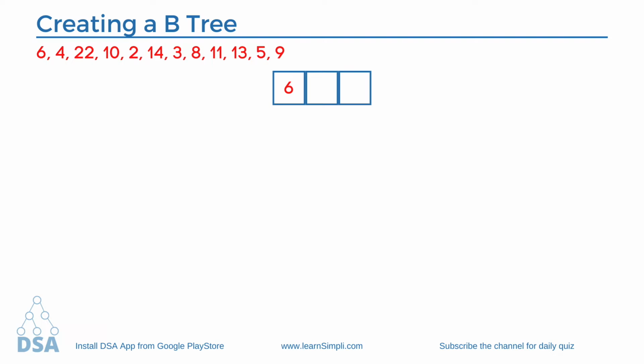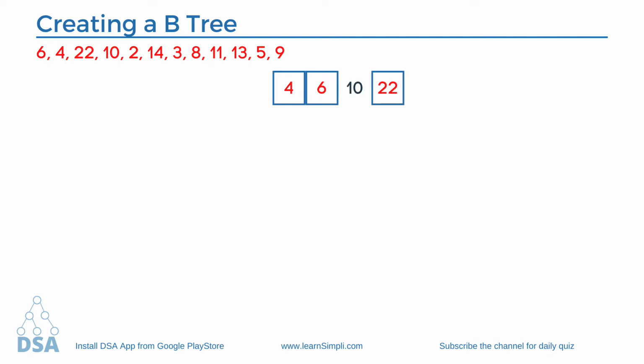Next number is 4, but we cannot insert 4 in the next place, because as we discussed in our previous video, B-tree elements are in sorted order. Therefore, in the first place we will insert 4 and next insert 6. Next number is 22. 22 is greater than 6, so it will be inserted next to 6. Now coming to the number 10, let's see where it can be inserted. 10 is greater than 6 but less than 22. So the place of 10 would be after 6 but before 22.